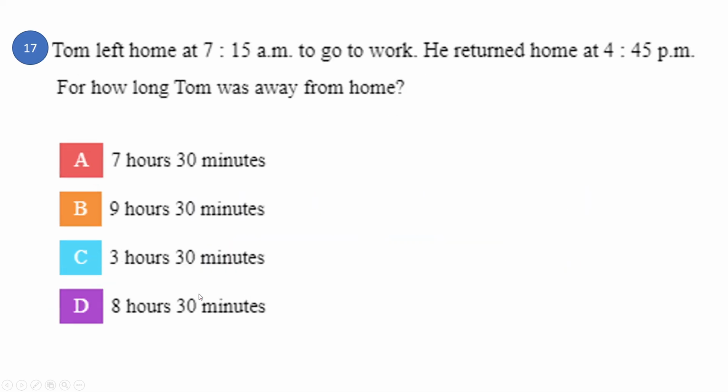This says, Tom left home at 7:15 a.m. to go to work. He returned home at 4:45 p.m. How long was Tom away from home? Easy one.